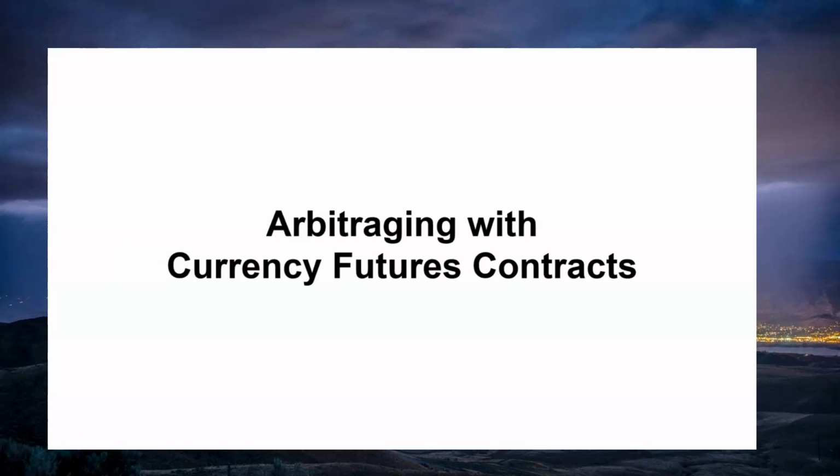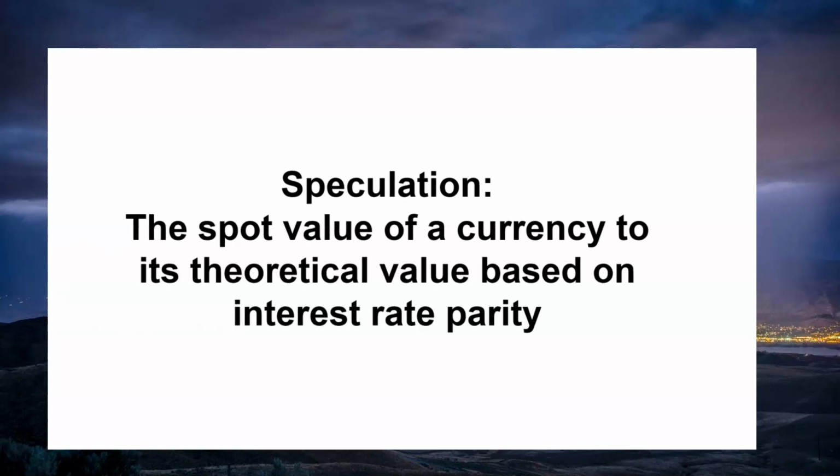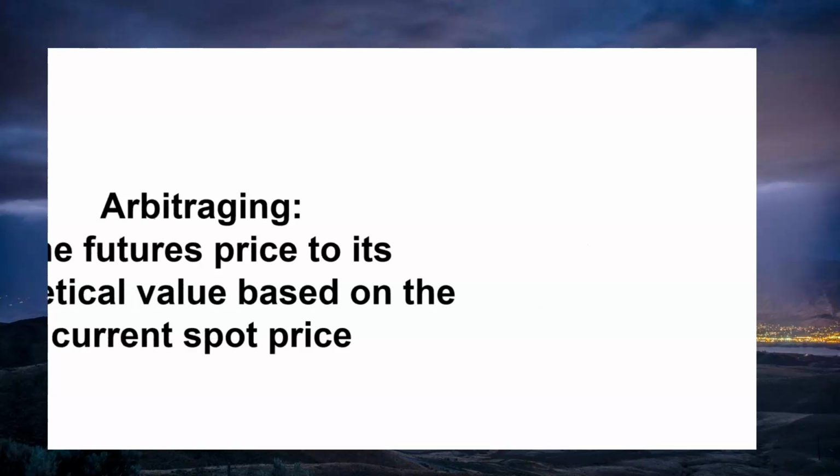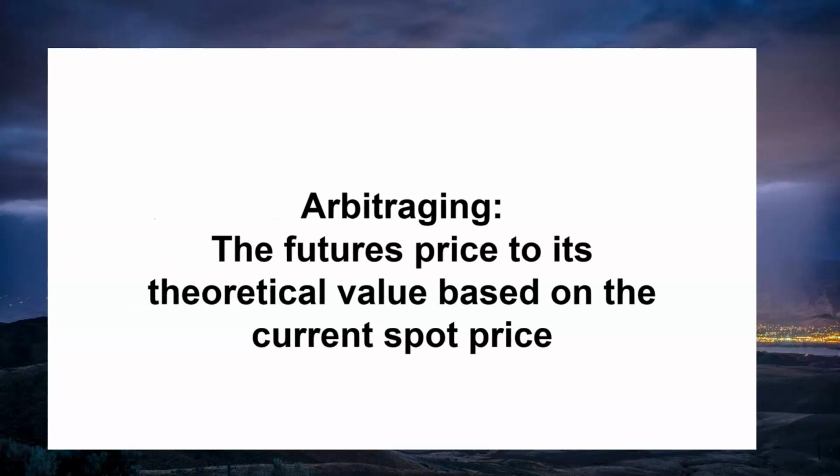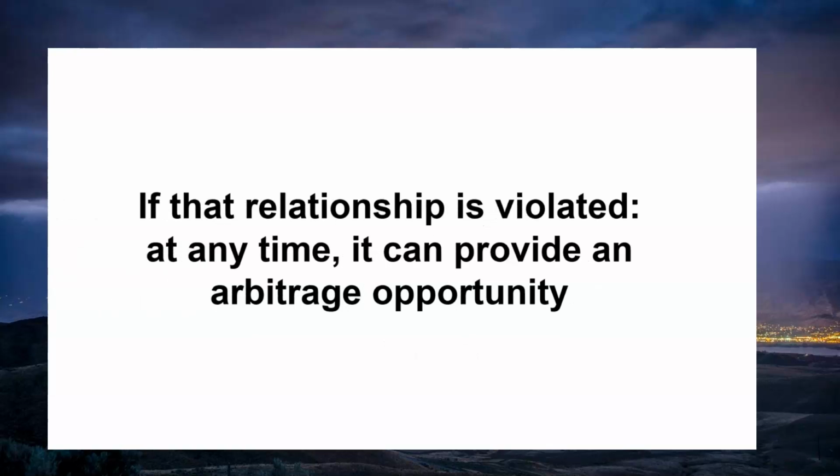Now let us look at arbitraging with currency futures contracts. Speculation is based on comparing the spot value of a currency to its theoretical value based on interest rate parity. Arbitraging is based on comparing the futures price to its theoretical value based on the current spot price. Earlier, it was shown that the futures rate is related to the spot rate based on the interest rate parity principle. If that relationship is violated at any time, it can provide an arbitrage opportunity.